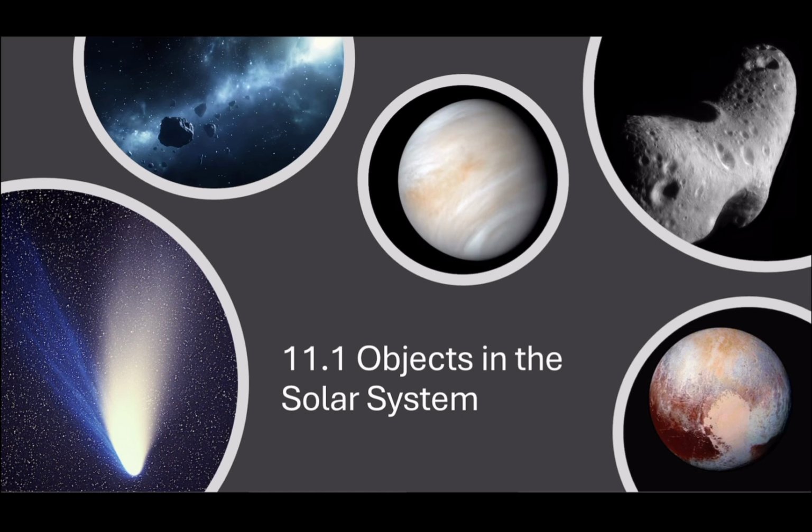First, let's talk about objects in the solar system. So there are 5 different objects you have to know about. Planets, dwarf planets, asteroids, meteors, and comets. Now, planets are large bodies that orbit the sun.